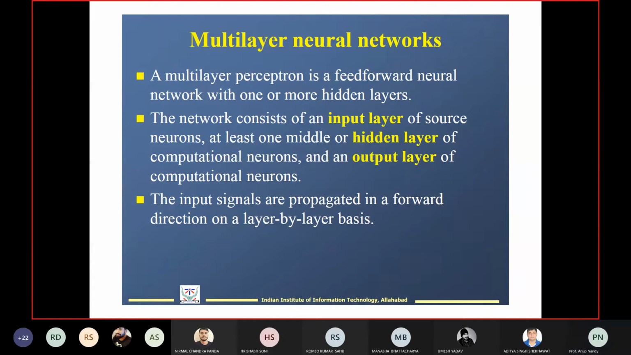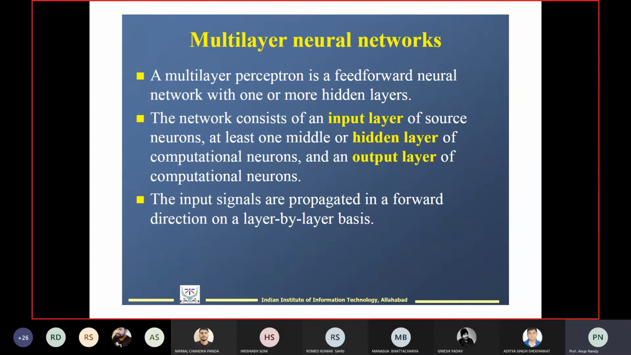Okay, and it was first introduced in the 1960s, and after 30 years it became popularized by Rumelhart, Hinton, and Williams. So these are the three researchers who have made a tremendous contribution in the field of the backpropagation algorithm. After 30 years, they published a paper you can search called "Learning Representations by Backpropagating Errors."